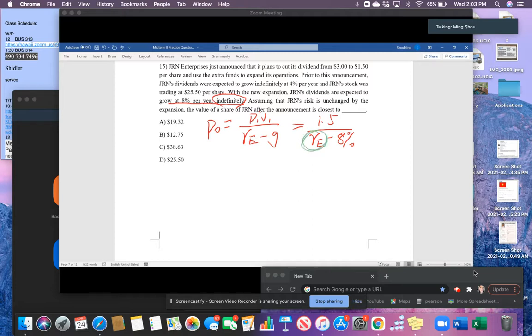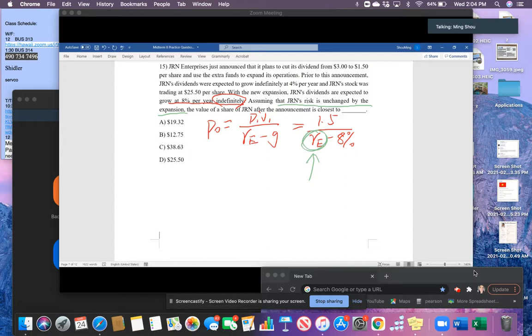And as I previously indicated, we use RE to capture the risk level for that company, okay? And here it says that this company's risk level will not change by this expansion, which means before and after the announcement, the RE will not change, right? So as long as we can figure out the RE before the announcement, then we can simply borrow this RE to use in this calculation, right? So let's figure out what is the RE before the announcement.